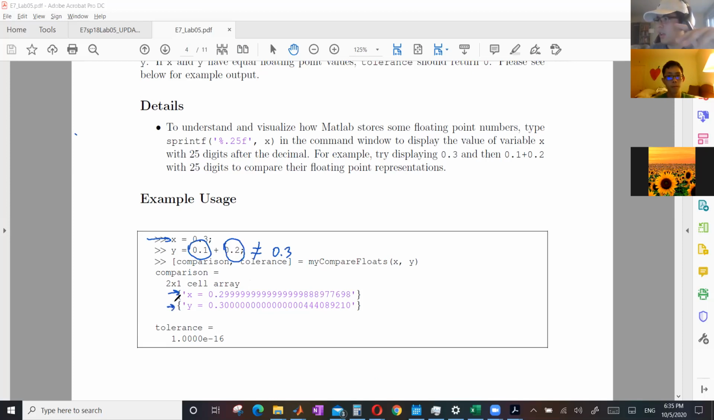Okay. I hope everyone's okay with this concept. If anyone has any questions, please stop me. Let me get rid of this tool.